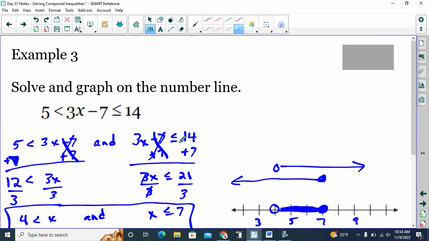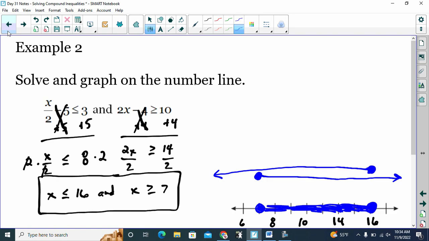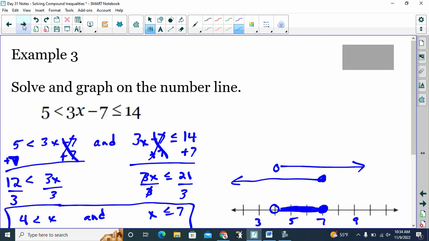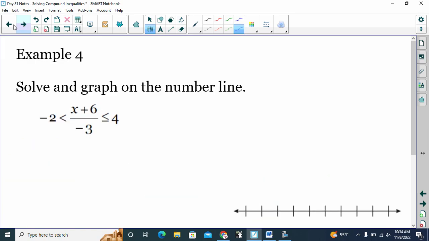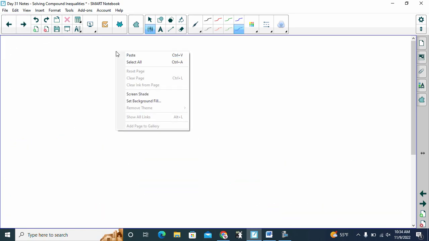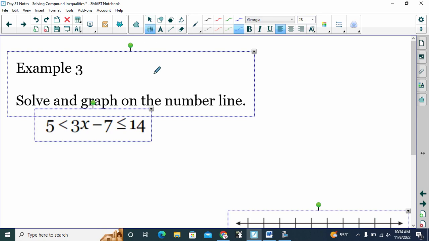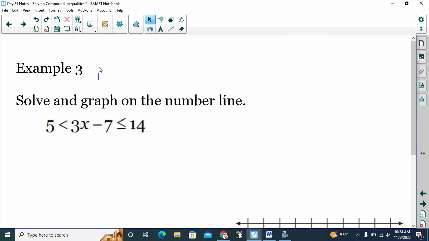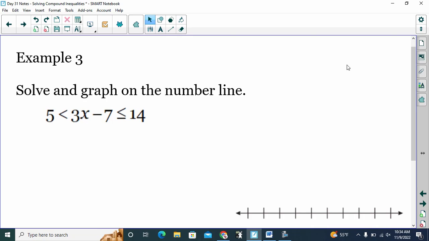If you do it this way, notice it's very similar to doing it like this. It does take a little bit longer. There's actually another way we can do it. Either way works fine. Let's redo example 3, and we're going to do it a second time, just a slightly different way.